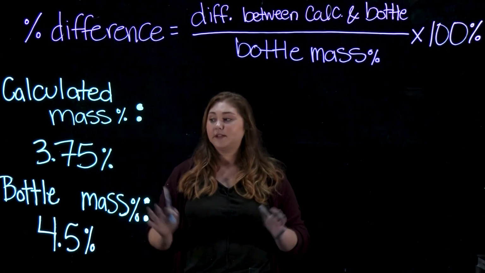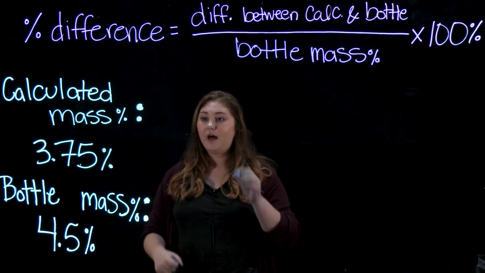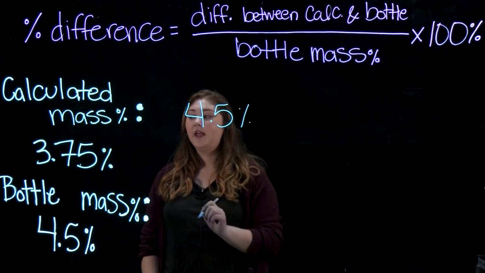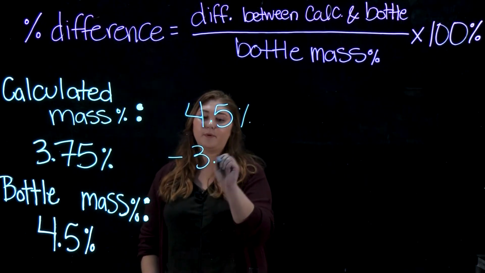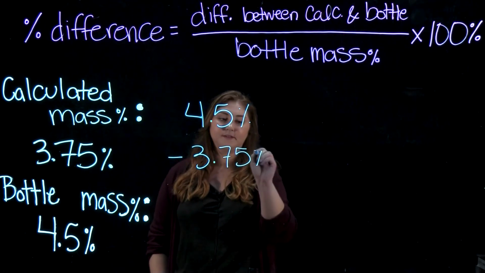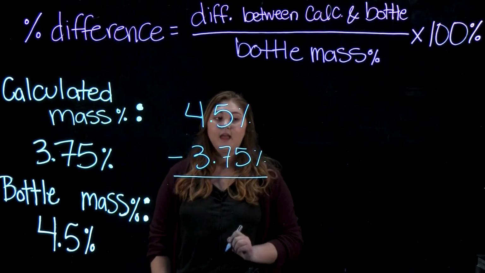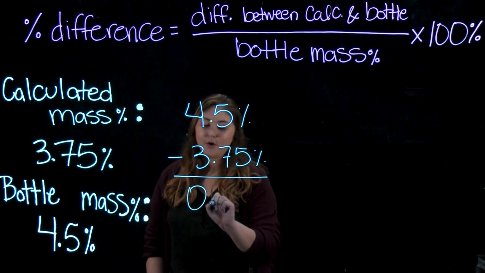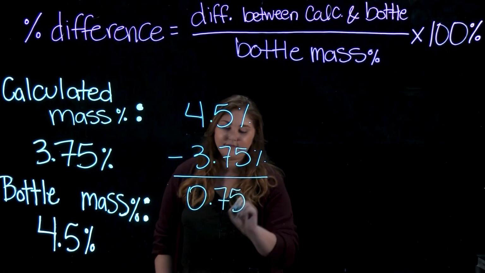What I mean by this is if we look at our example, I would take 4.5% and subtract 3.75%. After I do this, I could see the difference between these two numbers would be 0.75%.